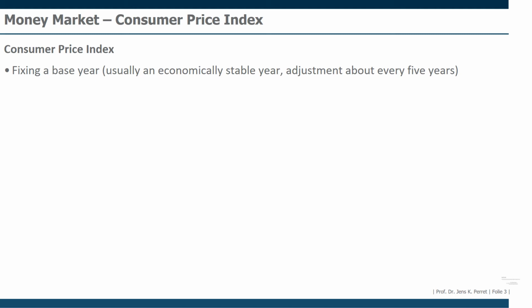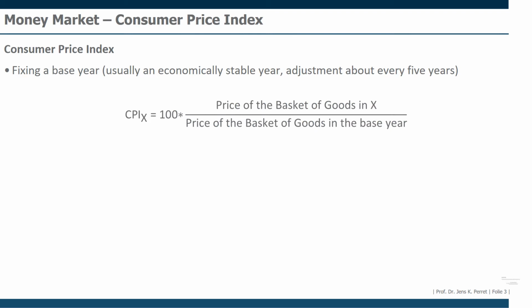So once we fixed this base year, we can actually start calculating the consumer price index. And that's a pretty straightforward formula. What we're going to do here is simply take the price of the basket of goods in a particular year, so call this year X, and we divide this by the price of the basket of goods in our base year. And we're doing this for all years. So each year is assigned the price of the basket of goods in a particular year divided by the price in the base year, then usually times 100.